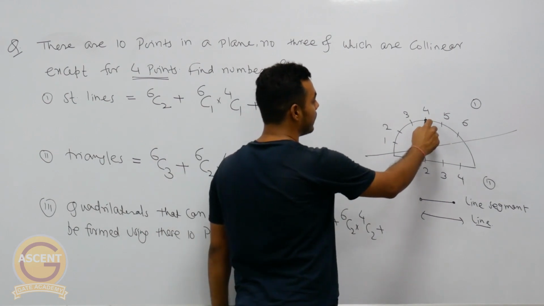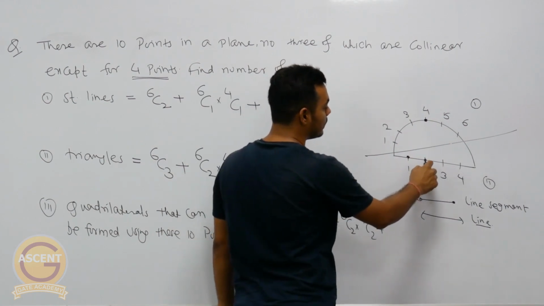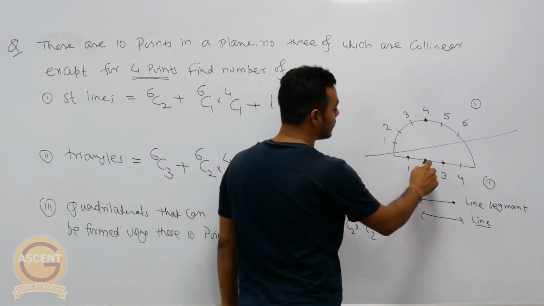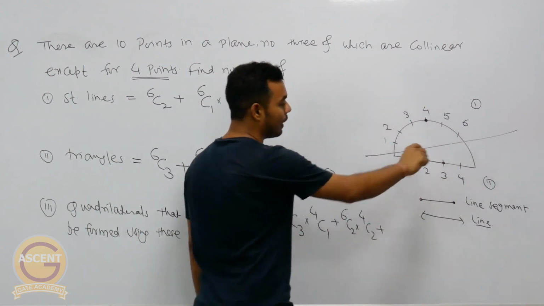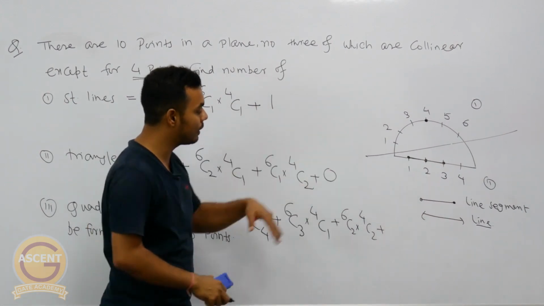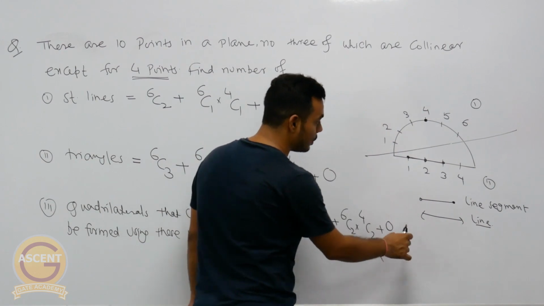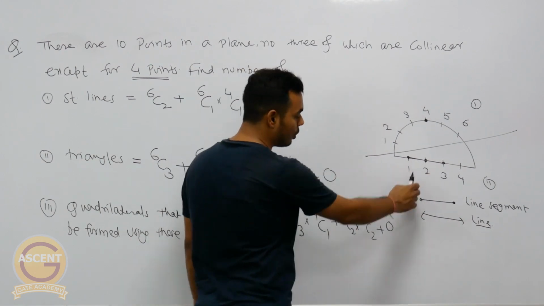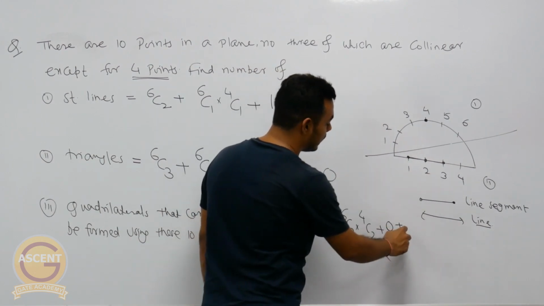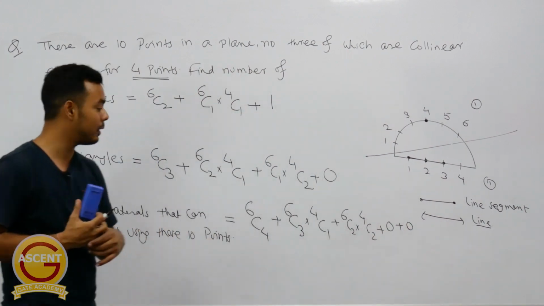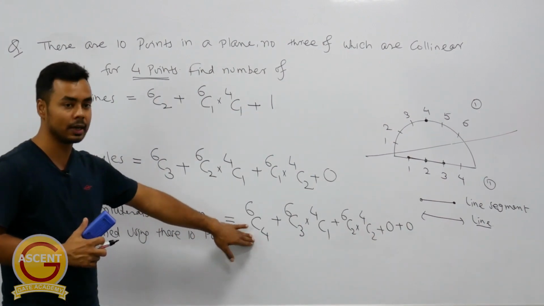Suppose I'm selecting say point 4 and the 3 points are 1, 2 and 3, so in this case you can easily see that I will get one triangle, I will not get any quadrilateral. So this means here I will get 0 quadrilaterals, and if I select all 4 out of these 4 points, then in that case also I will not get any quadrilateral. So this will be the number of quadrilaterals.